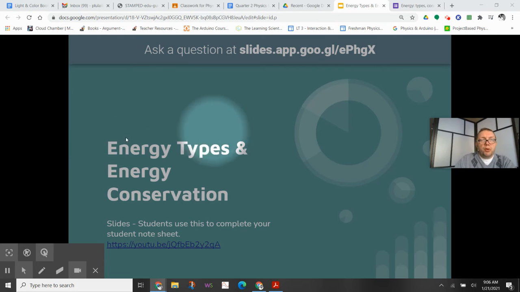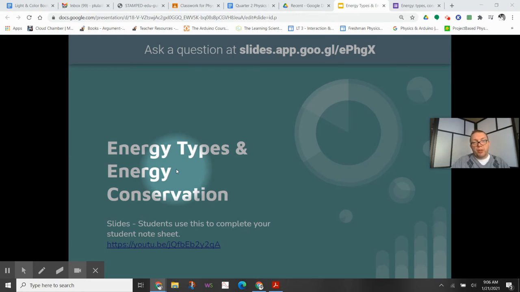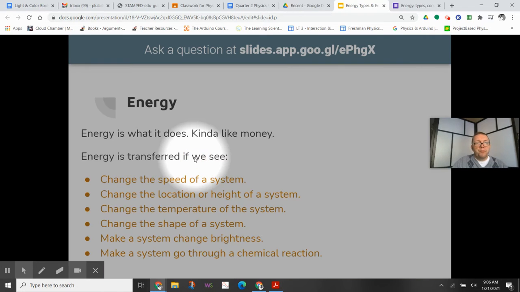Okay, so energy types, energy conservation, we're just going to get a very small portion of the way through this for today. So energy, there are a few things that are kind of tough to describe. Energy and money are kind of alike. We describe them not by what they are, but by what they do. And I guess a lot of things are like that, right?